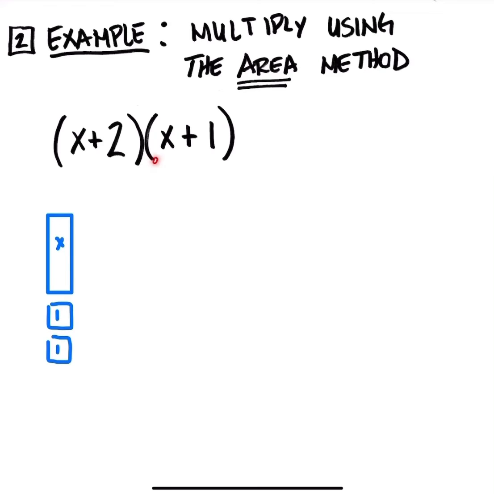Now let's draw our x plus 1. Our x is represented by this tile, and our 1 is represented by this 1 area tile. Now we want to multiply. So if we have a length x here and a width x here, x times x is equal to x squared.